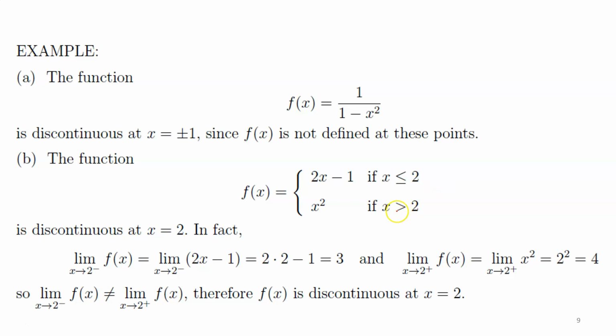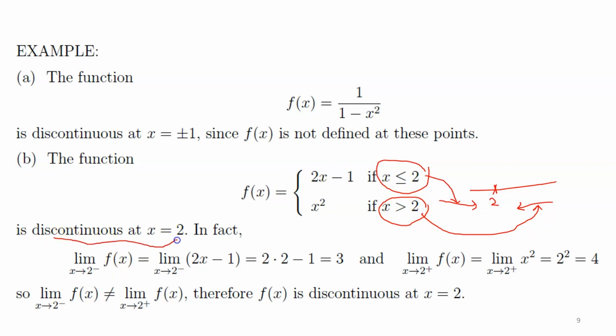Okay, so you have over here x greater than 2. Let's see, the graph is like this. This is 2 from the right. This is 2 from the left. This is actually x less than 2 for this part. This is actually x greater than 2 for this part. Okay. This is from the right. This is from the left. Okay, see it is discontinuous at x equal to 2.